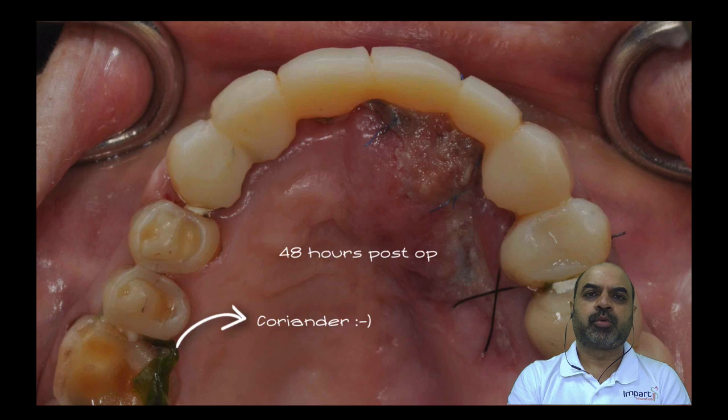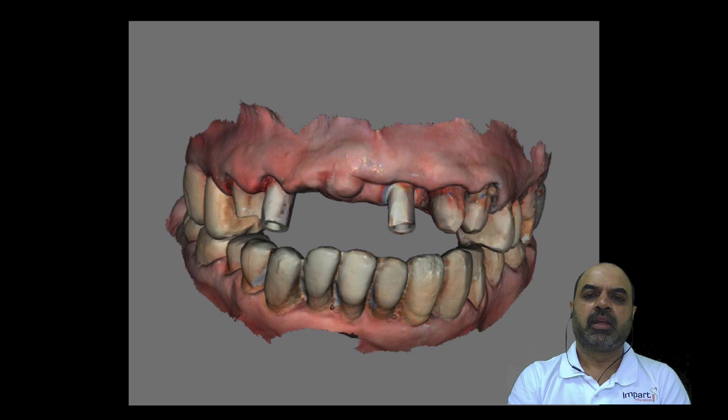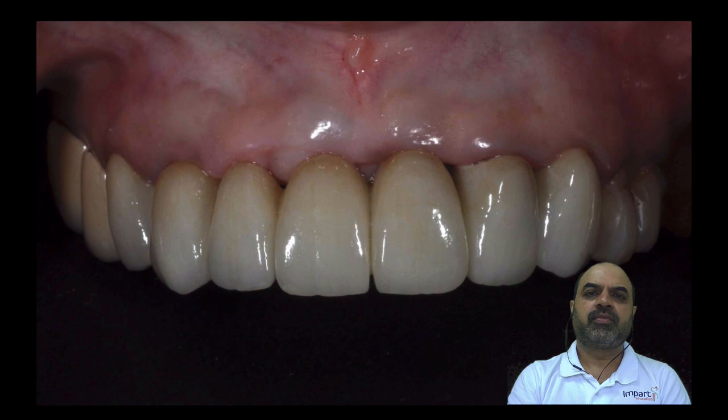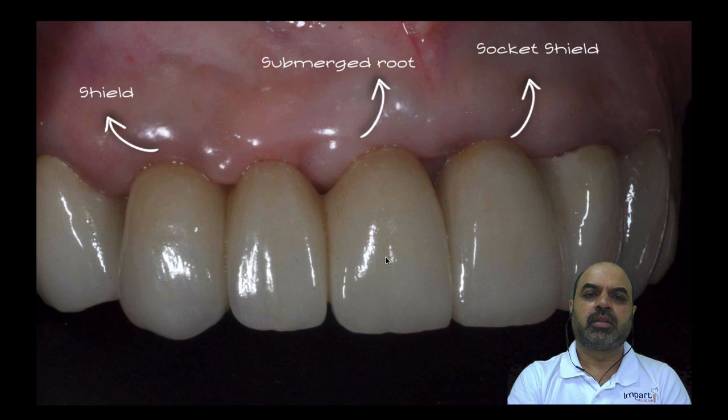Chairside provisional restoration was fabricated, and then 48 hours down the line, this is how it looks. This is the contours that we were able to achieve at the end of the healing process. We did some intraoral scanning for this patient and then got a screw retained restoration fabricated and fitted over the implants. Again, maintaining the bone levels, the crestal bone levels, you notice the submerged root over here, again helping in maintaining the wonderful soft tissue around this particular pontic site. That's how we started, that's how we ended up.